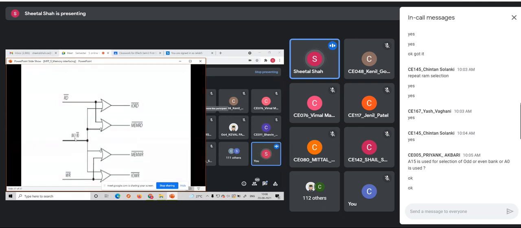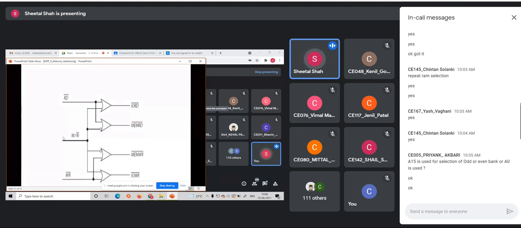Suppose we want to perform a memory read operation. Since all these signals are active low, if M/IO bar is 1, you can see that it is connected through this inverter to this OR gate. So if this is 1, this becomes 0. Do you agree to this, all of you?